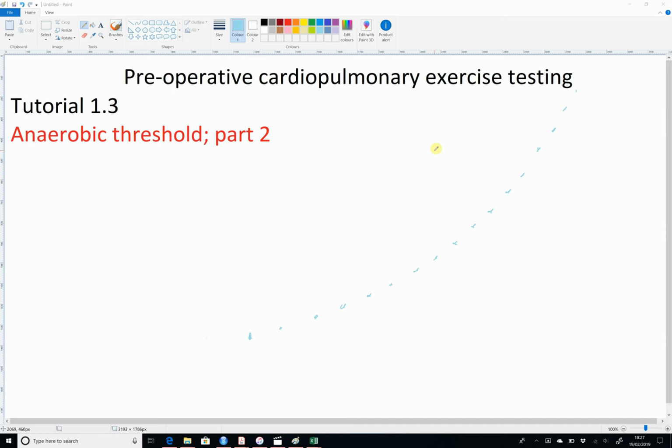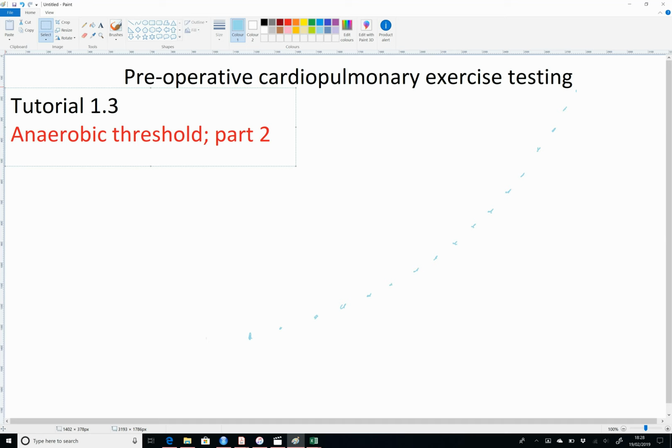Welcome to this tutorial 1.3, the third in a series of tutorials aimed at the novice to preoperative cardiopulmonary exercise testing. And you'll hopefully remember that in tutorial 1.2, we progressed to talk about the anaerobic threshold. And this tutorial 1.3 adds on to that tutorial. So I'm just going to tidy up the desktop a bit and remove the title of this tutorial so I've got a bit more space.